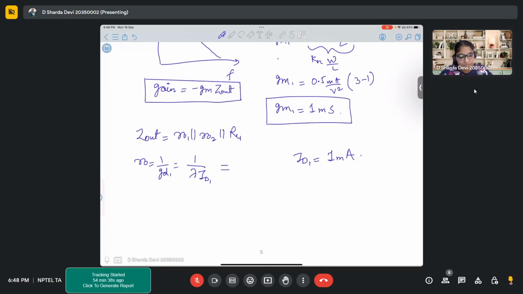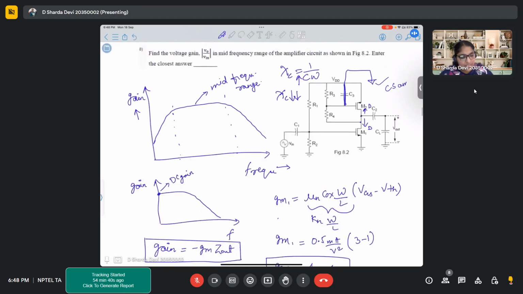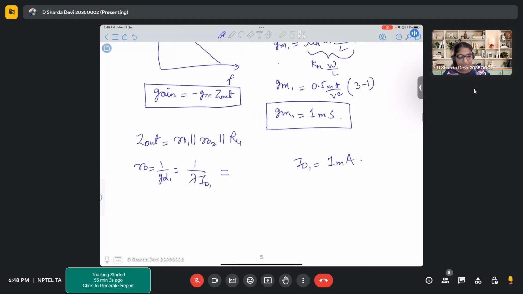So this capacitor is present. Generally, this capacitor is not shown, but here it is specially mentioned, and also it is said that CP is very large. So when a capacitor is very large, its XC is already very small. It will make it a short circuit. So you don't have to consider R3. So you can directly write R01, R02, and R4.